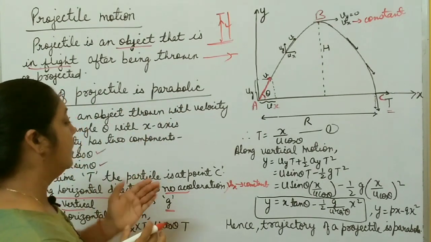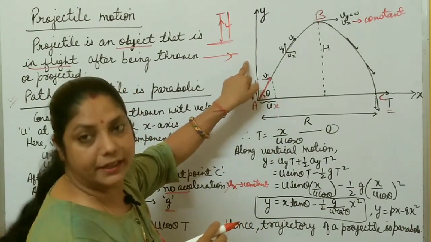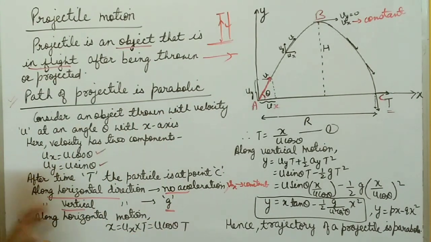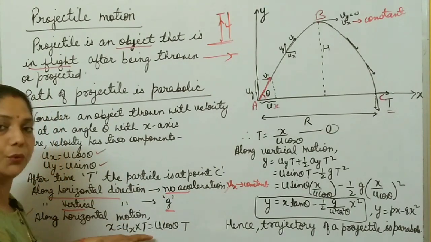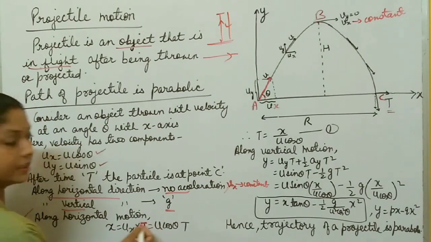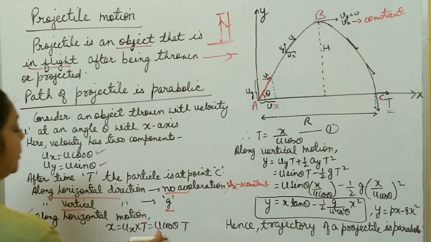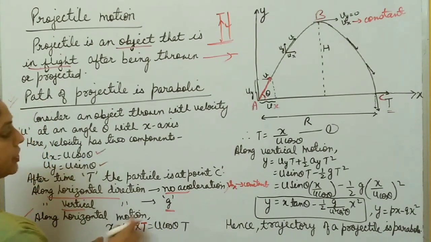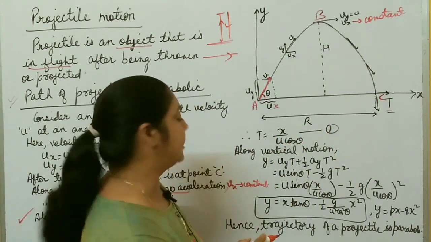Now you have to prove that the path of the projectile is parabolic. It means you have to find a relation between x and y distance, right? So first I consider the horizontal motion. Distance is what? There is no acceleration, so distance is speed into time. Speed along horizontal motion is ux into time. t is the total time from A to C, the time of flight. So ux is u cos theta into t. From this equation you find t equal to x by u cos theta, equation number 1.